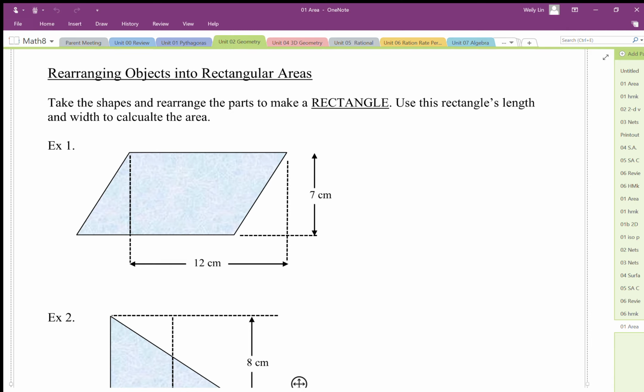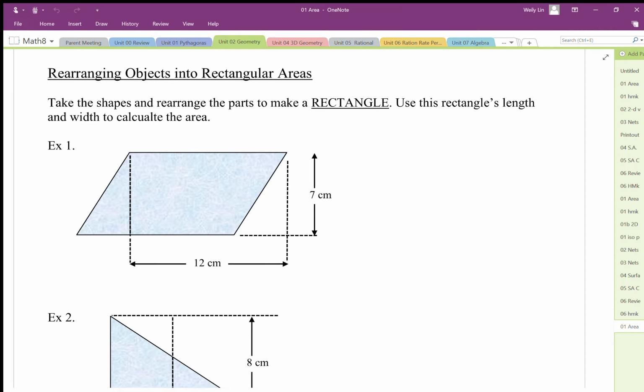Since area is finding squares, or the number of squares that fill a space, we can find squares easiest through rectangles. And essentially all areas can be thought of as rectangular spaces. So if I have a parallelogram here, what I can do is take this parallelogram and make an equivalent space that is a rectangle.